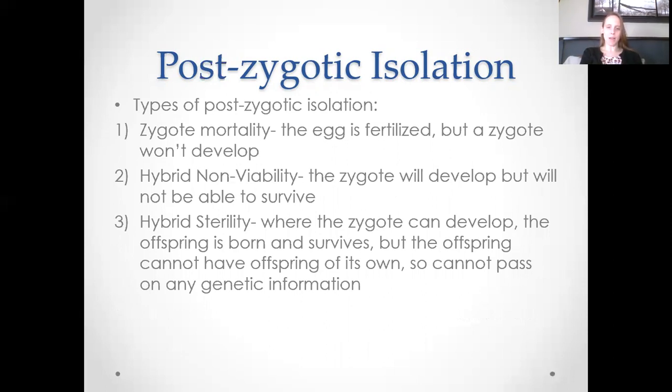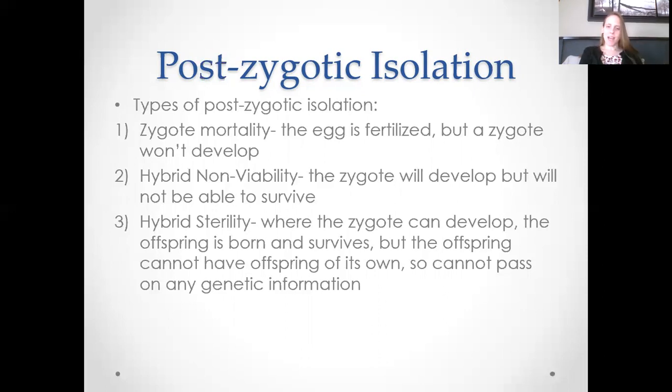Number 2 is hybrid non-viability, which means that the zygote will develop into an embryo and maybe into a fetus, and maybe even into a baby, but won't survive after that. So either the embryo dies or the fetus dies or the baby dies before reaching maturity. Something about that hybrid baby that's half one population, half another, is fatal.